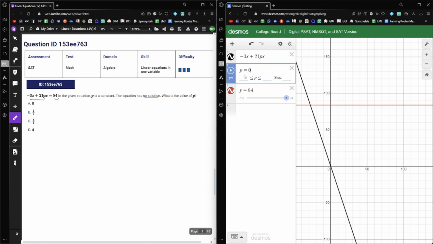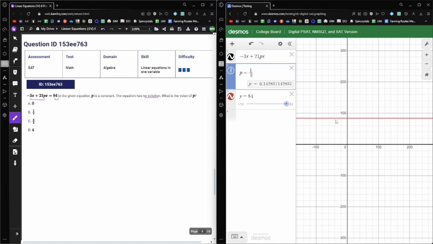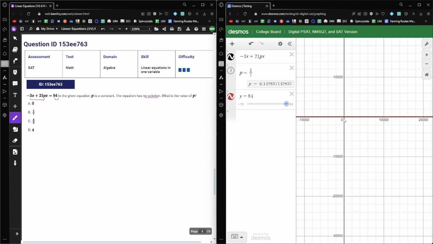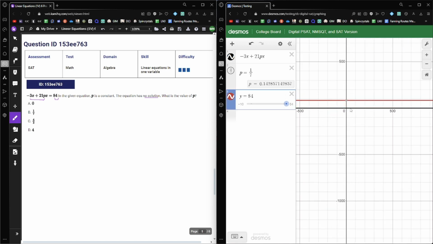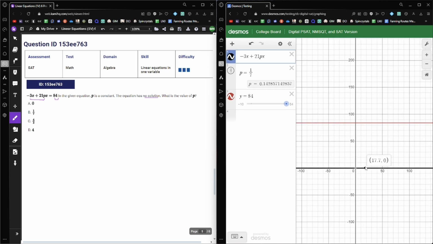So p equals 0. Nope, it still has an intersection. That's not 0 solutions. 1 over 7. And if you look now, I don't know what happened to the line, but there's no solution. Oh wait, it's right here. Oh my goodness, I'm like blind. Okay, so you can see there's the line right here, and there's the other, and here's y equals 84. These two are parallel lines, so our answer will be 1 over 7.